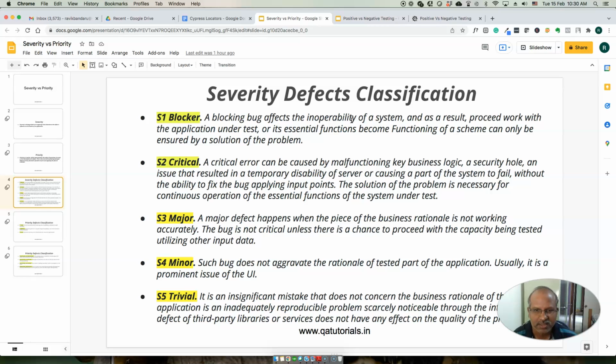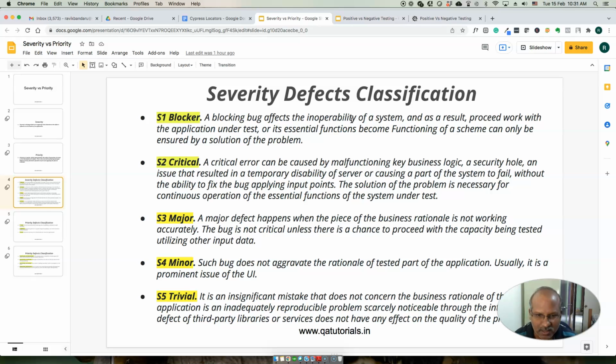So if you want to test that particular module, and that critical bug is not fixed, you cannot test the features of that module. So understand the difference between blocker and critical. Blocker means you cannot continue testing any of the functions of the system, but critical means you can test some part of the system but not other modules. So that is critical. Then a major defect happens when a piece of business logic is not working accurately.